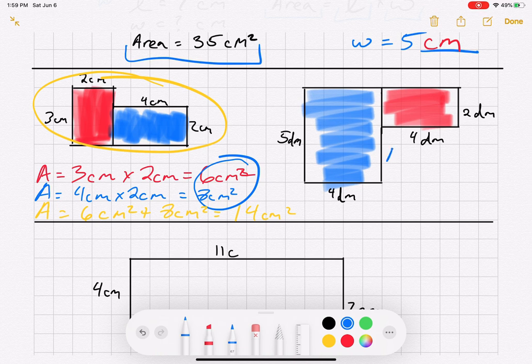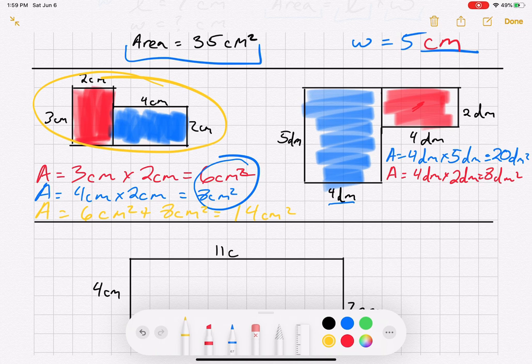Those are the rectangles I'm trying to find the area for. First I start with the blue. Notice I used decimeters this time. So I have 4 decimeters times 5 decimeters, and that is going to equal 20 decimeters squared. The fact that you're not so familiar with decimeters shouldn't be intimidating, right? It's still the same formula, still the same way of finding it out. Then for my second shape, area is going to equal 4 decimeters times 2 decimeters, which is going to equal 8 decimeters squared.